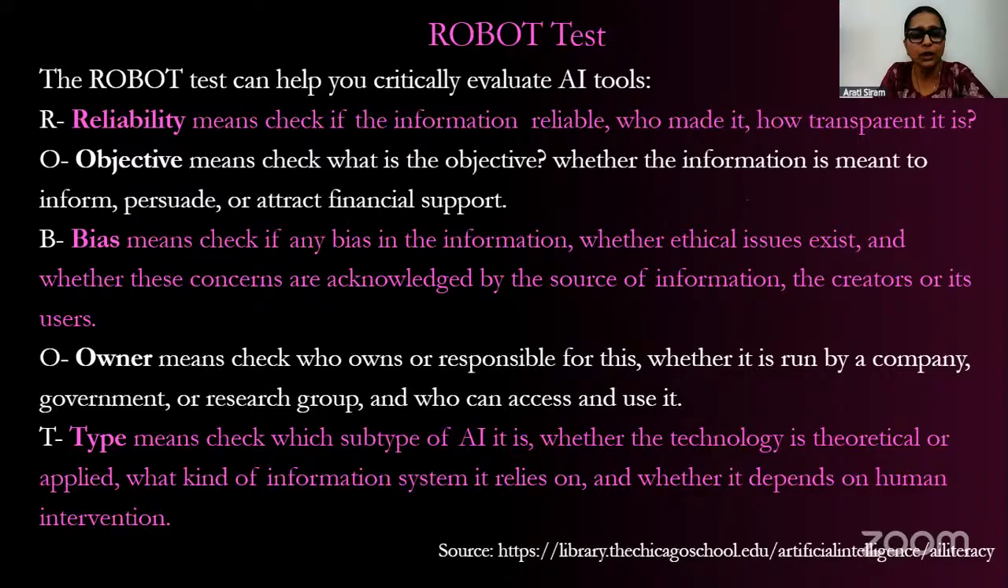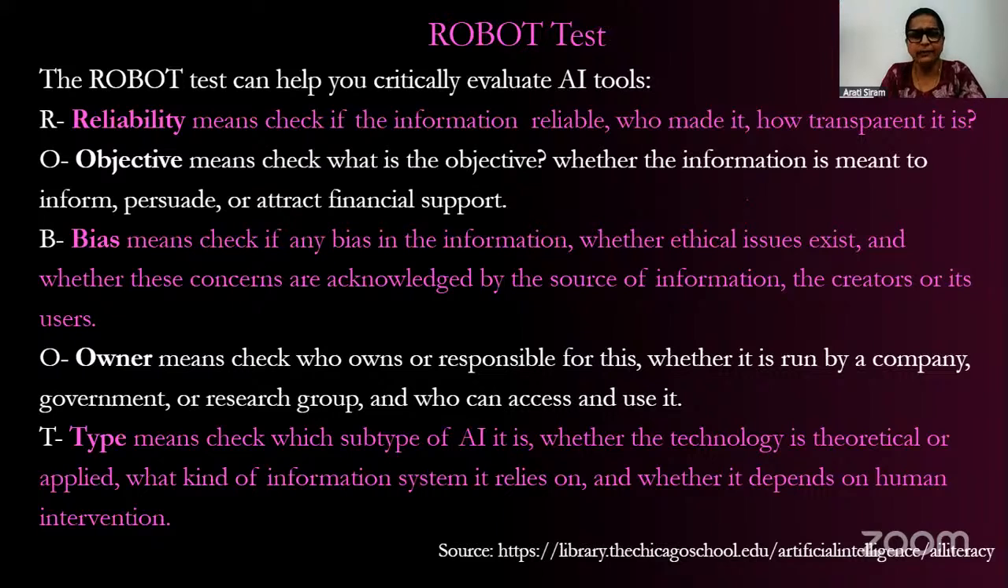Type: check whether the technology is theoretical or applied, and what kind of information system it relies on. That is also very important, whether it just depends on human intervention. We need to check that, and only then can we consider this information as authentic, and then it can be used as part of your research or as a paragraph in your research report or in your regular reports or studies. So this is something very important for us to consider.